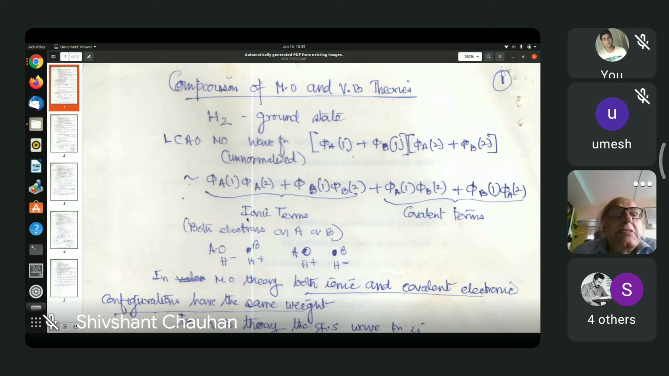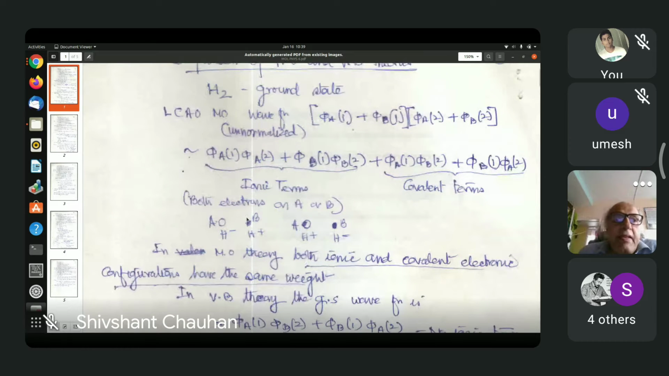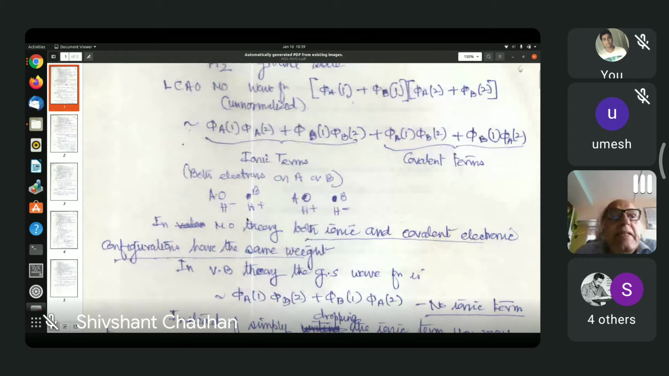Yes. So you see the lowest state wave function will accommodate 2 electrons, and the lowest state wave function in the LCAO method is phi A1 plus phi B1. We're leaving out any normalization factors and things like that. So phi A1 plus phi B1, and the electron 2 wave function will also be phi A2 plus phi B2. And if we just multiply this, there are 2 electrons, so the total space function will contain 4 terms.